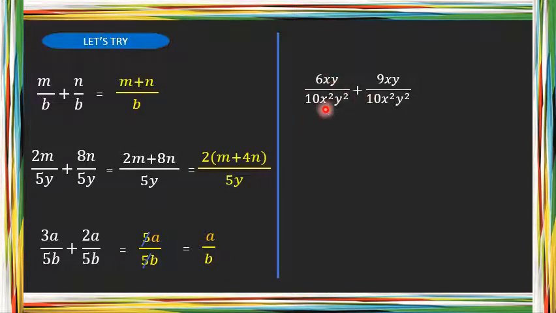6xy over 10x squared y squared plus 9xy over 10x squared y squared. Again, copy the denominator. Then combine the similar terms. We have 15xy. And then we have the 15 and 10, the GCF of this one is 5. So this is 3 when we divide, and this is 2 when we divide. Another one, x and x squared.